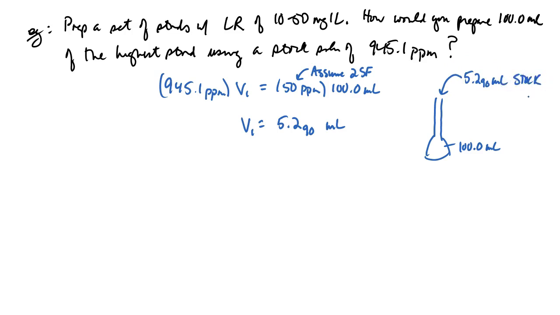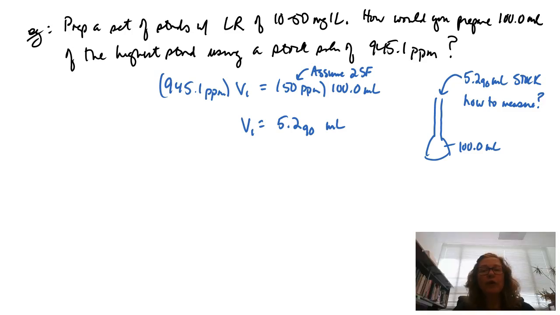But I'm wondering, how do we measure this 5.290 milliliters of stock solution? I'll give you a minute to think about all the different measuring devices that you can use in the lab. What did you come up with? Did you come up with maybe using a graduated cylinder? Or did you think a graduated cylinder isn't going to give me the type of precision that I need, 5.290?